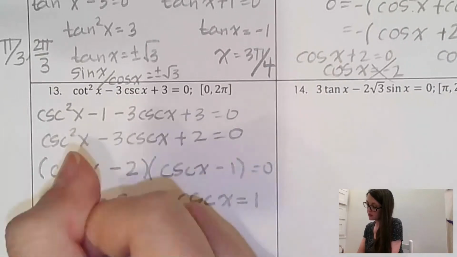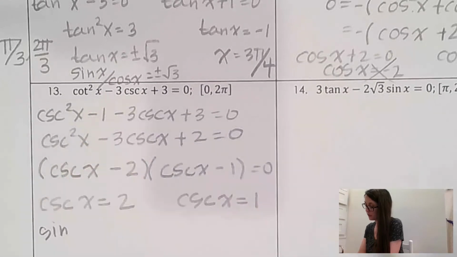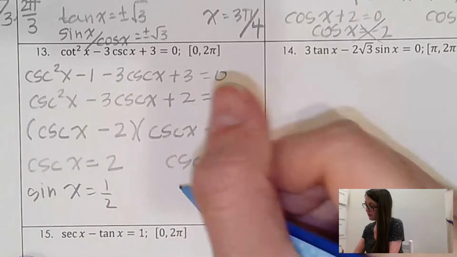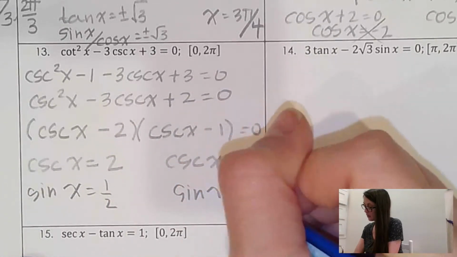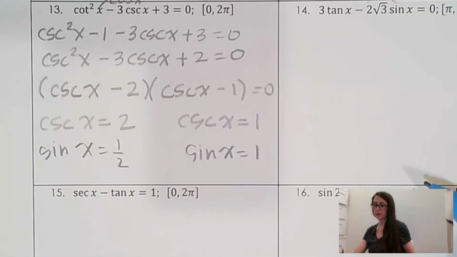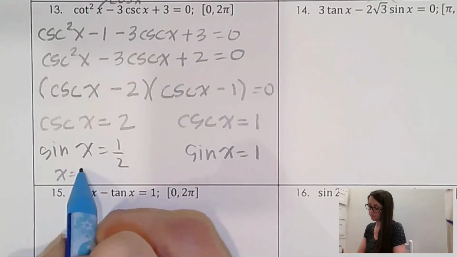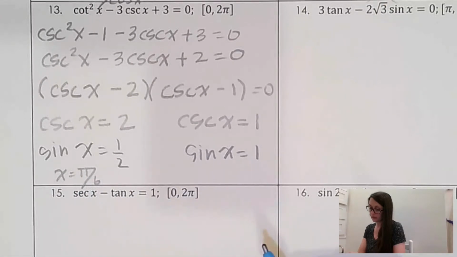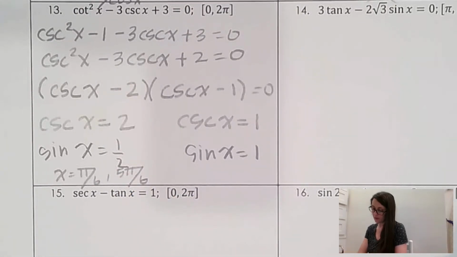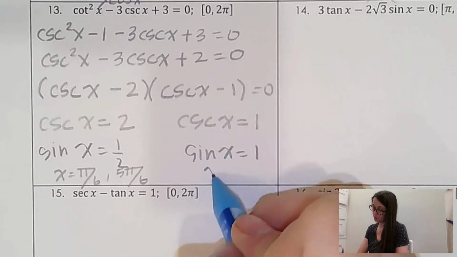Well, cosecant is the reciprocal of sine. So where is sine going to be equal to 1/2? And where is sine going to be equal to 1? So where is sine going to be equal to 1/2? And this is in between 0 and 2 pi. So that's going to be what? Pi over 6. And what? 5 pi over 6. And where is sine going to be equal to 1? And that's pi over 2.